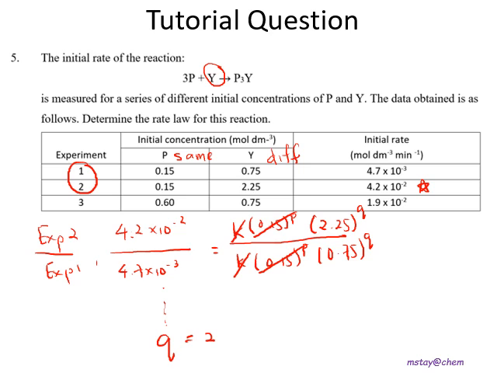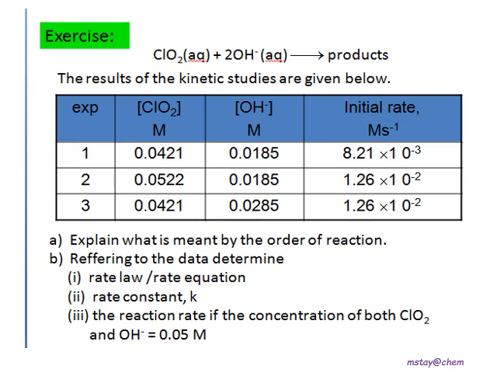So then don't forget, the question asked us to write the rate law. So in the end we can write down the rate of reaction is equal to k concentration P to the power of 1, and then concentration Y to the power of 2. Okay, after discussing 2 examples, now this is the exercise that you are going to do. Please print screen and then try to answer it yourself. We are going to discuss it during the tutorial time.